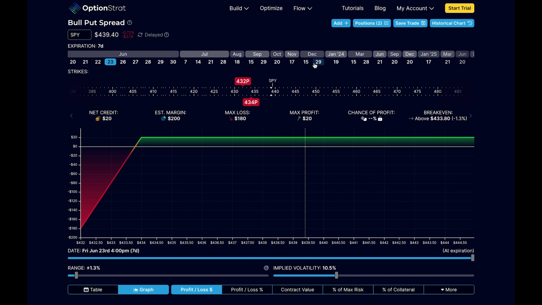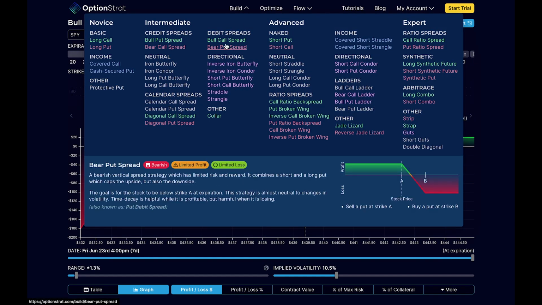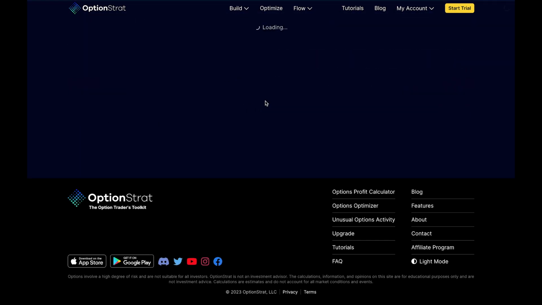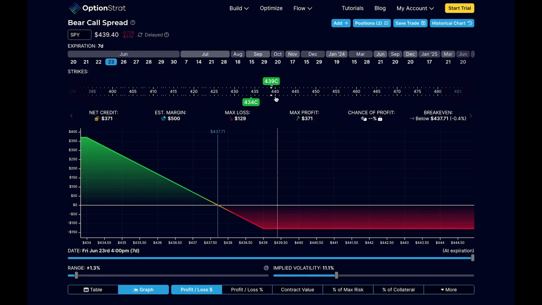Now the opposite can be done if we do a short call spread. So here we're going to do a bear call spread, just like this. So let's say the price is at 439.